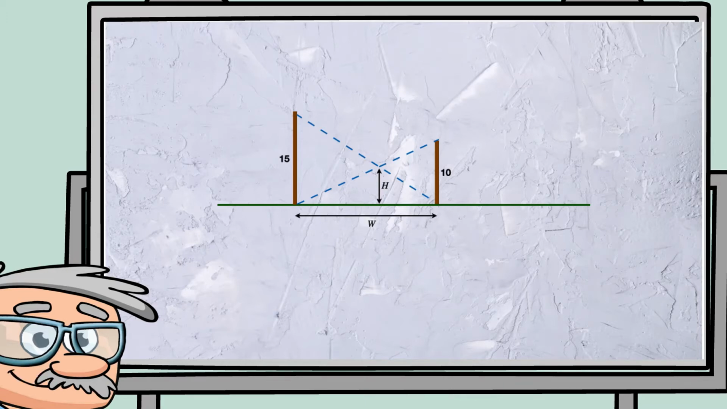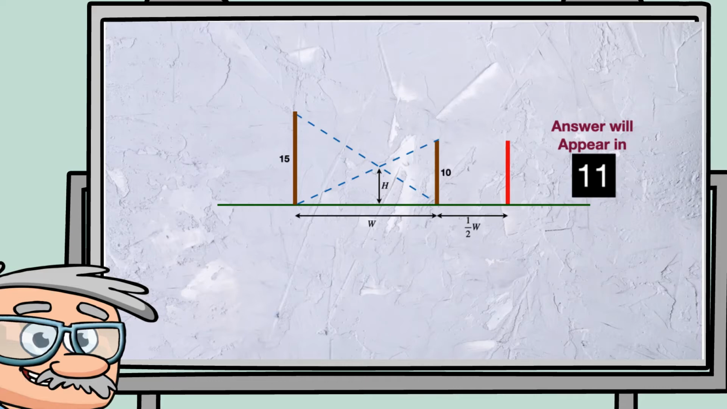Here is the puzzle. If the right pole is moved to the position of the red pole and the cords remain attached, will the height where the cords cross remain the same, be higher or be lower than h? The answer will appear in a few seconds, so pause the video if you want to answer this puzzle yourself.